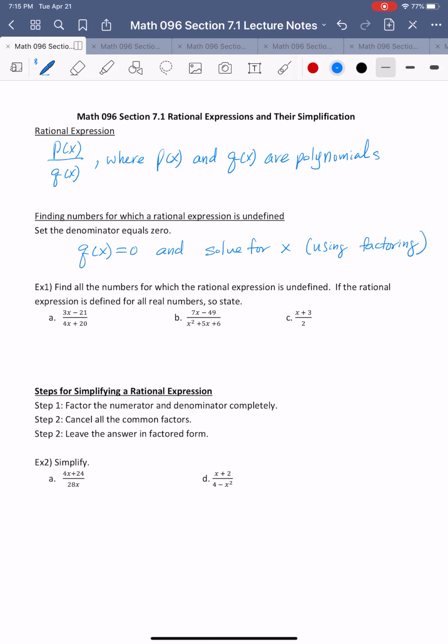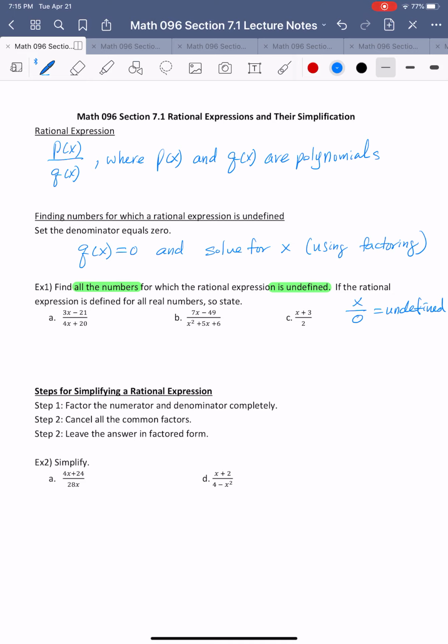All right. So number 1, find all the numbers for which the rational expression is undefined. If the rational expression is defined for all real numbers, so state. We are looking for the number that makes the expression undefined. So what does undefined mean? Undefined means something over 0. So this is always undefined. It could be any number on the numerator, but as long as there is 0 in the denominator, we call it undefined.